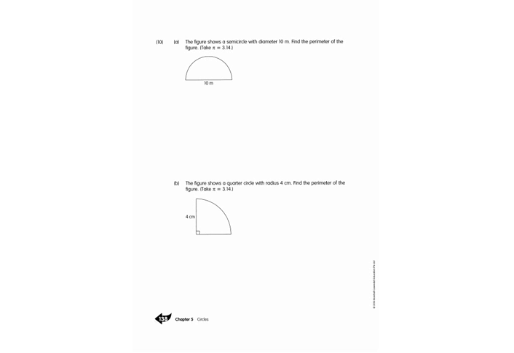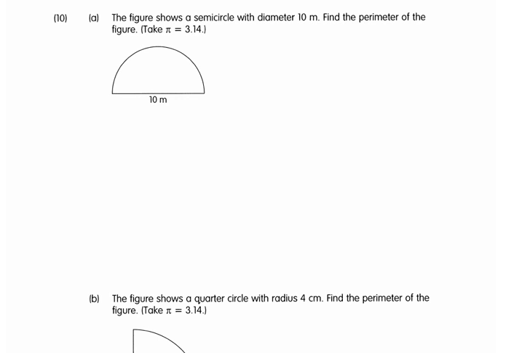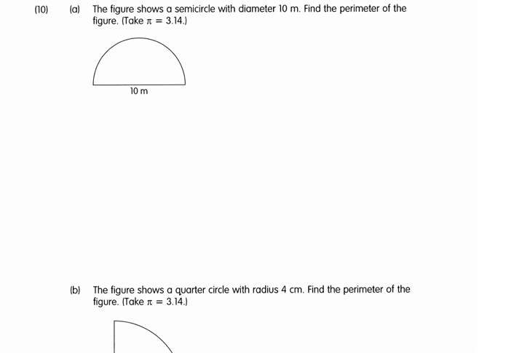Let's do the next question. Okay, now the figure shows a semicircle. Yesterday I also explained to you what's the meaning of semicircle, right? Okay, semicircle means half a circle. Very good, Wendy. With a diameter of 10 meters. Take note of the units, it's meters now, 10 meters. Find the perimeter of the figure.